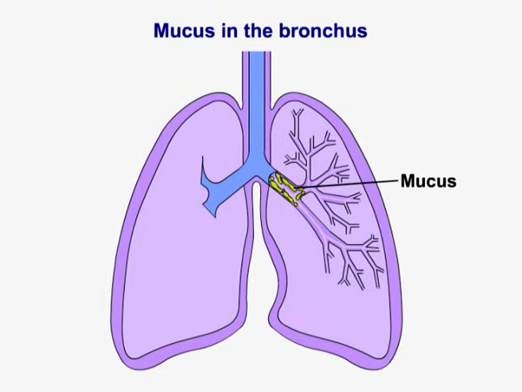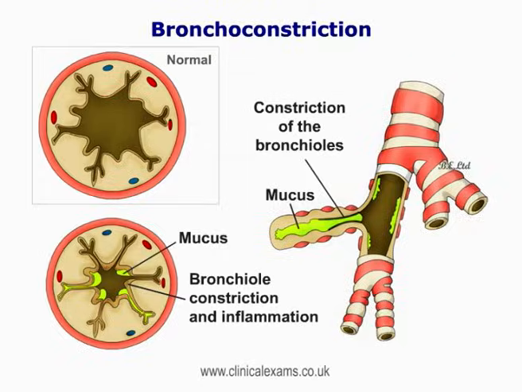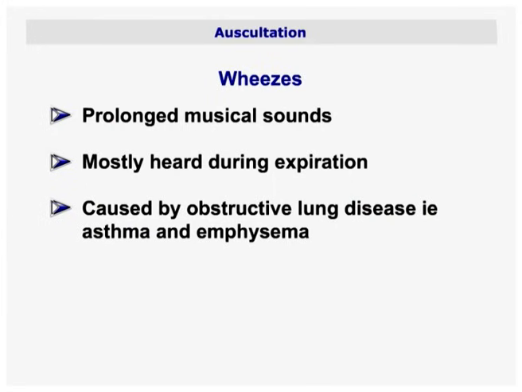Ask the patient to cough a couple of times to see if they clear. This would signify a bit of mucus being dislodged, such as those found in smokers. Wheezes are prolonged musical sounds and are produced by narrow bronchi. These are mostly produced on expiration. They are often heard in obstructive lung disease and especially in asthma and emphysema.